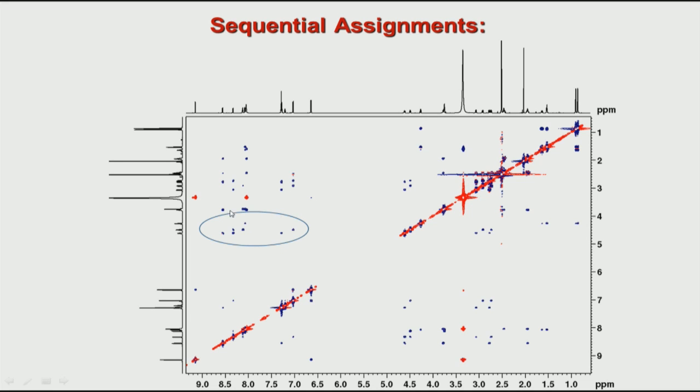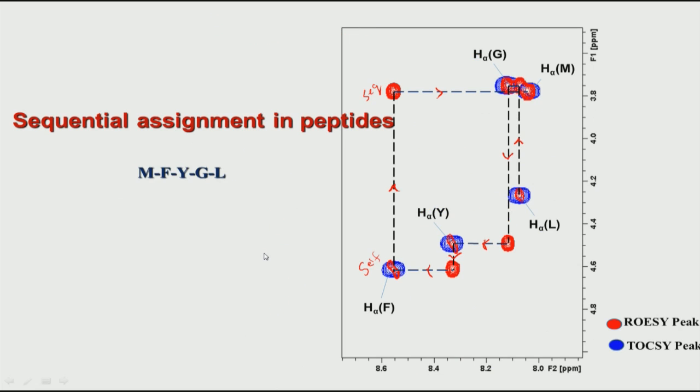For sequential assignment, what we do is take this H alpha amide correlation region, and this is where, as we saw in the last class, we can go along the backbone. We call this a sequential backbone walk. So, we walk along the backbone, as we will see how we can do that for this peptide.